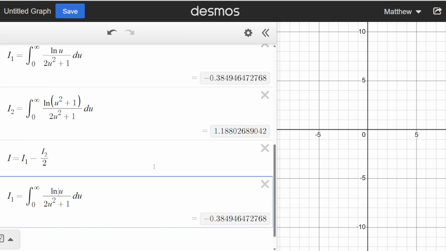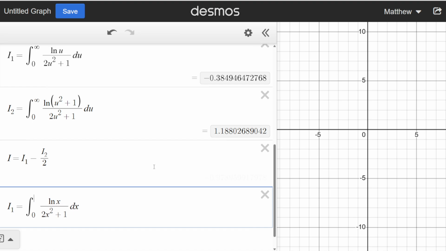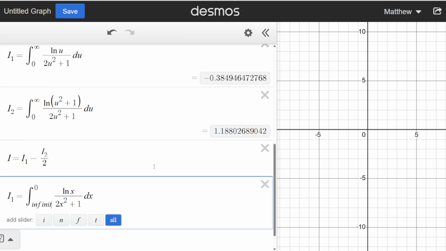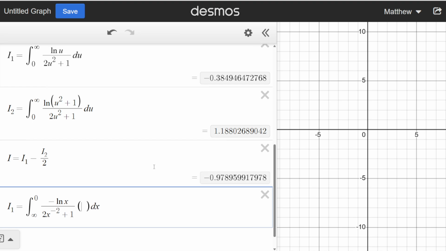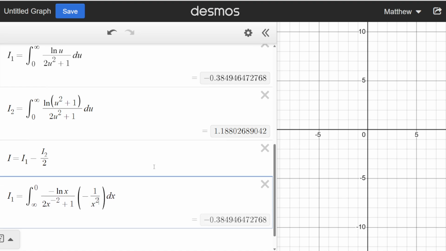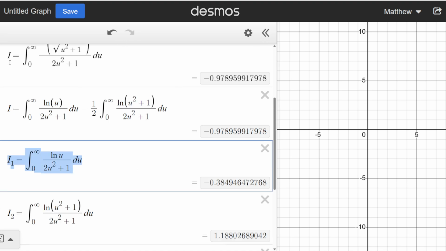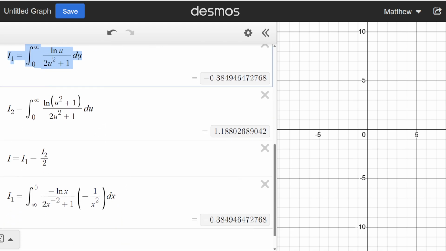Normally, the first step I would make is to bring this dummy variable to x. And then I'm going to let x go to 1 over x. All right, so bringing x to 1 over x, we'll get 0 there, infinity here. This is going to become an x to the negative 2. This is going to become a natural log of 1 over x, which is just negative natural log x. And then we will have negative 1 over x squared right there. All right, so you can see our I1s are still correct. So I1 is equal to this, and it's also equal to this.